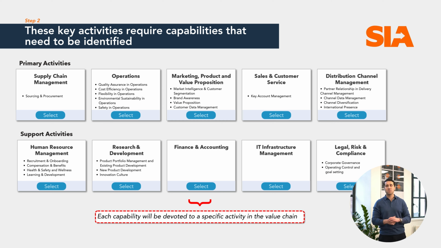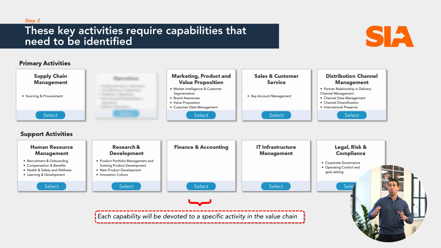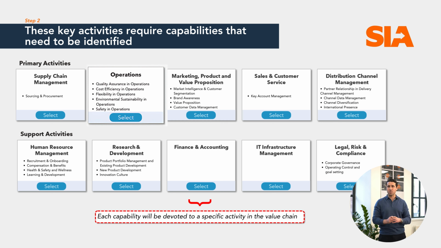So within primary activities, for example, you can see operations. And within operations, there are critical capabilities. In this case, we have quality assurance, cost efficiency, flexibility in operations, environmental sustainability. And these are capabilities that are critical for this particular organization and critical within this particular industry.